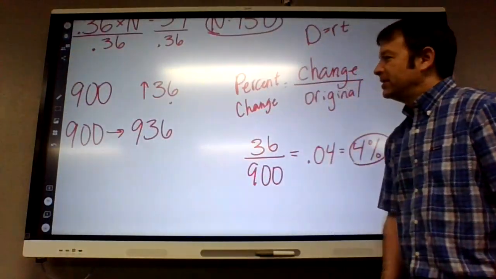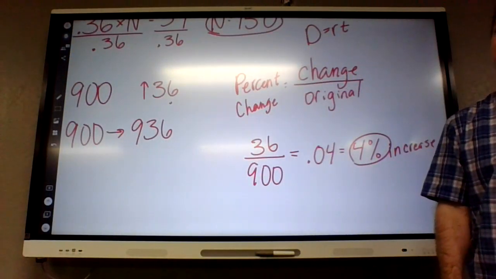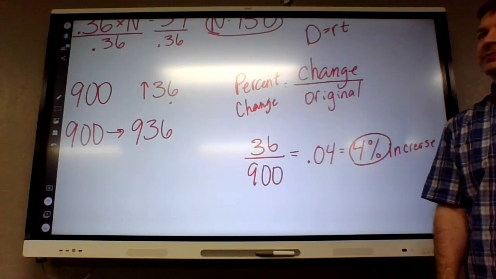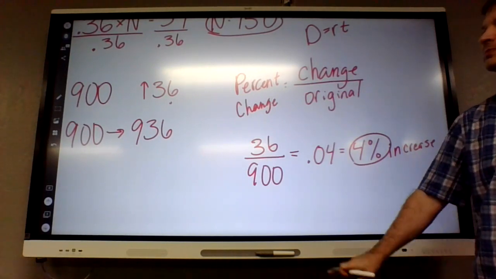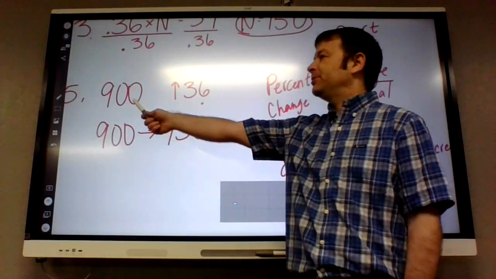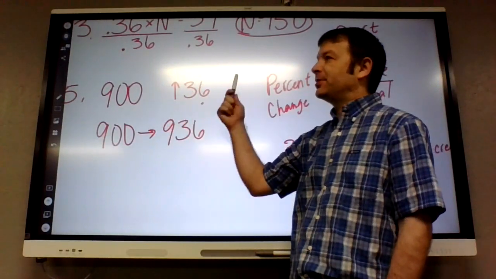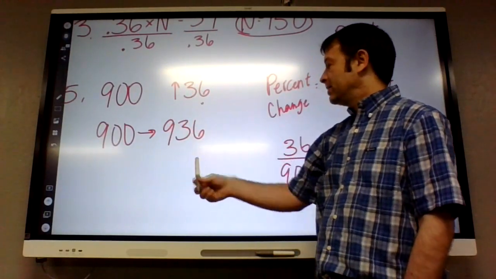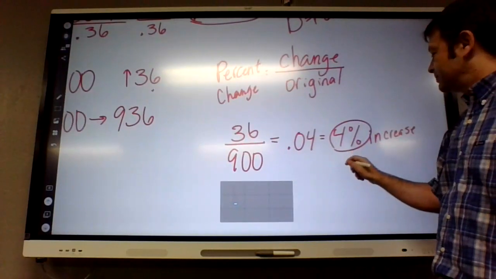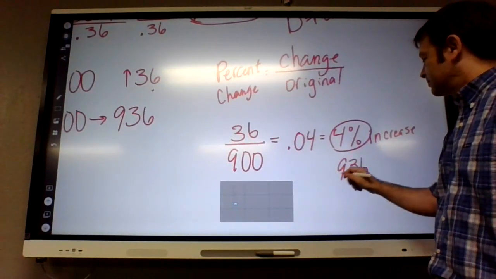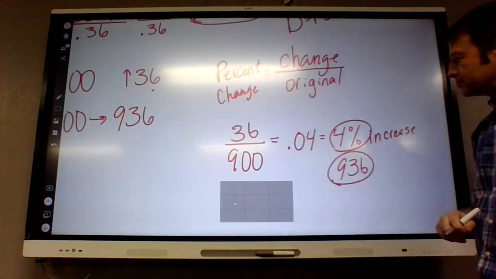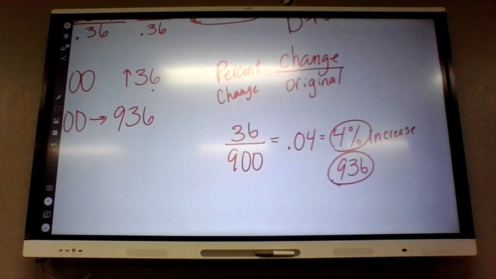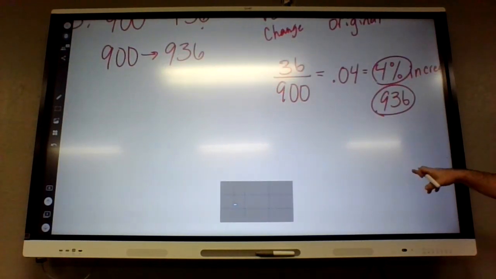Okay. Then they say, what's the new amount? What do you guys think they mean by that? The addition of the original plus the change. Yeah. The original plus 36 will give us the new amount. So 936 is the new amount. We didn't do the table thing, we just did the word problem thing with this assignment. So that's why it looks different.